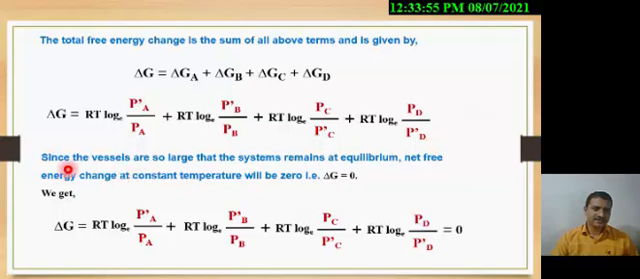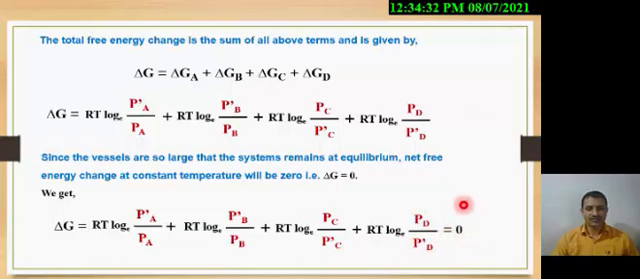Since both of these vessels are so large, the system remains at equilibrium and the net free energy change at constant temperature will be zero, which means ΔG = 0. So we get ΔG = RT ln(P'A/PA) + RT ln(P'B/PB) + RT ln(PC/P'C) + RT ln(PD/P'D) = 0.